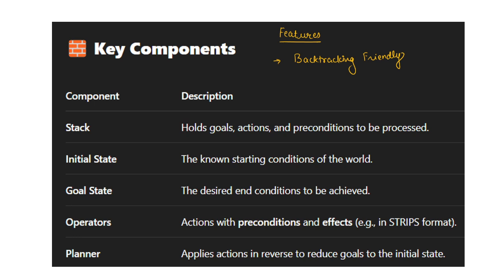So it is very easy to backtrack if an action fails, right? Another feature can be that it is structured, as we have already discussed in the previous session. Linear planning always follows a structured approach. Similarly, goal stack planning is also a structured approach. It uses a stack to systematically decompose the goals.